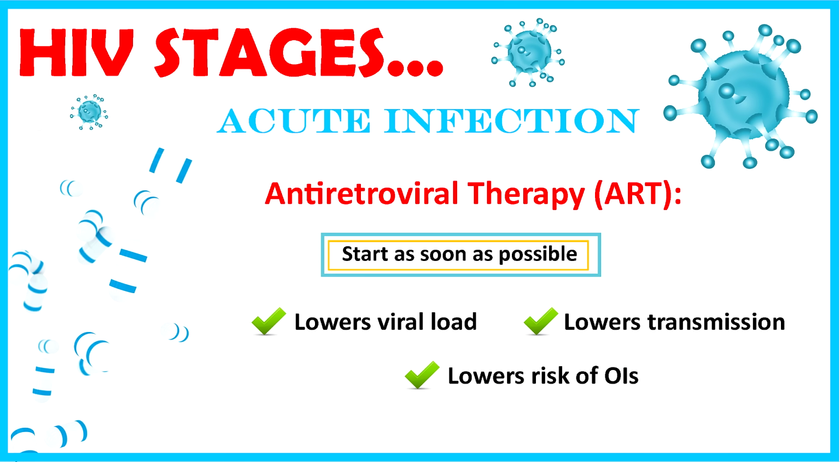And during the acute stage, whenever the patient is found out to have HIV, they need to start antiretroviral therapy as soon as possible, because what this is going to do is help lower that viral load, lower the risk of transmitting it to others, and lower the risk of the patient developing OIs, those opportunistic infections.